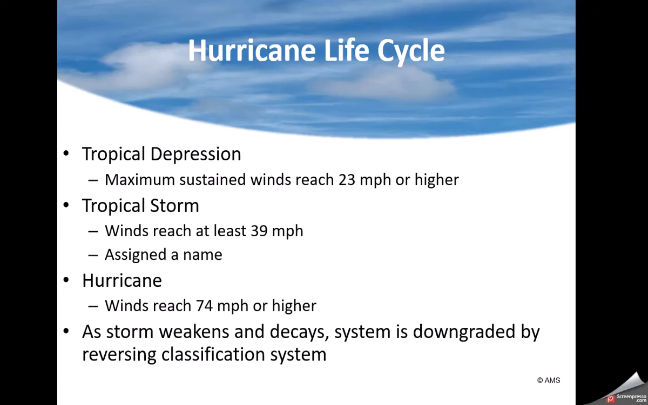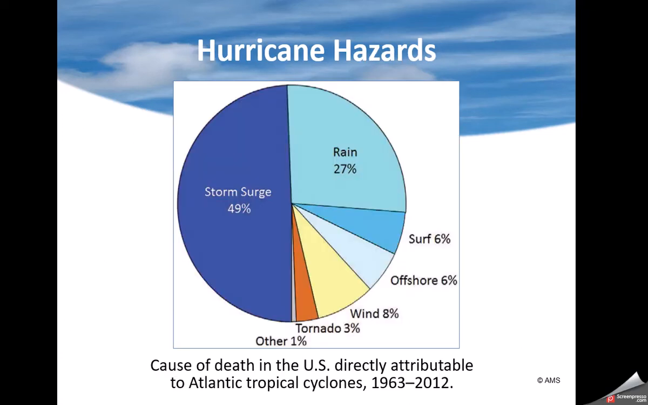Here are your wind speeds. Tropical depressions, which are not named, need a maximum sustained wind of at least 23 miles per hour. That doesn't take a whole lot to get a tropical depression, does it? But for a tropical storm, you need 39 miles per hour or greater, and a hurricane needs 74 miles per hour. And you can move up and down in that system depending on how the storm reacts.